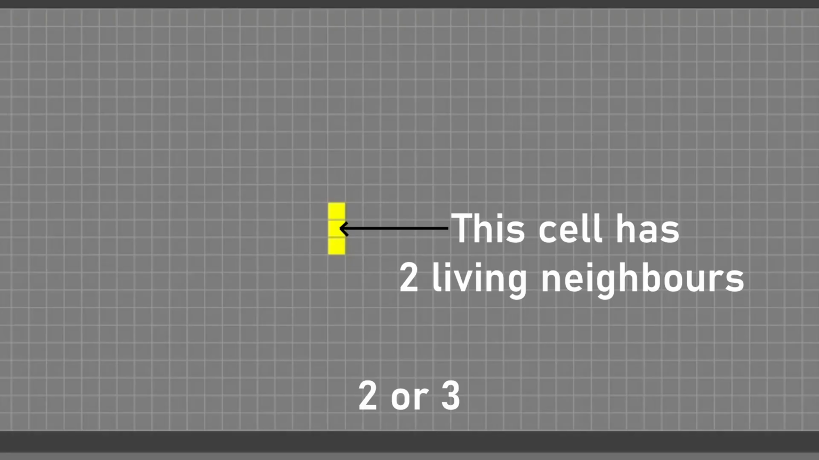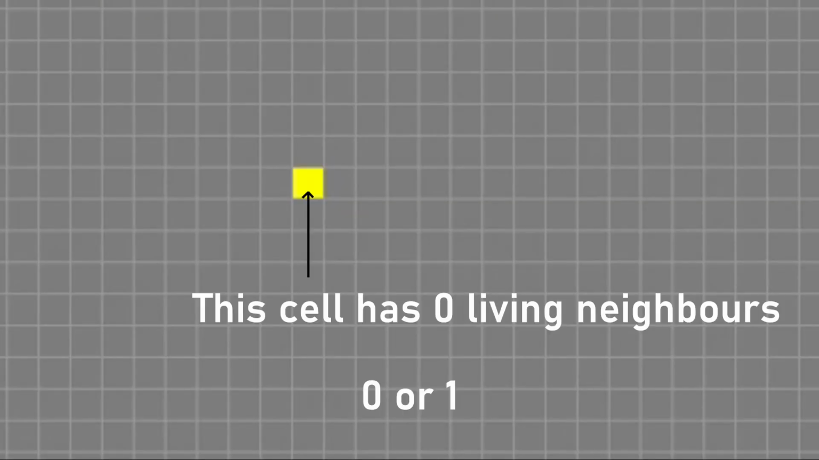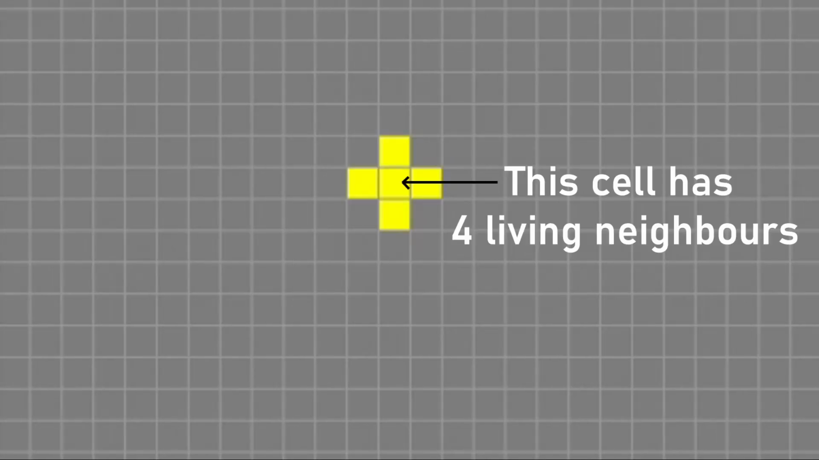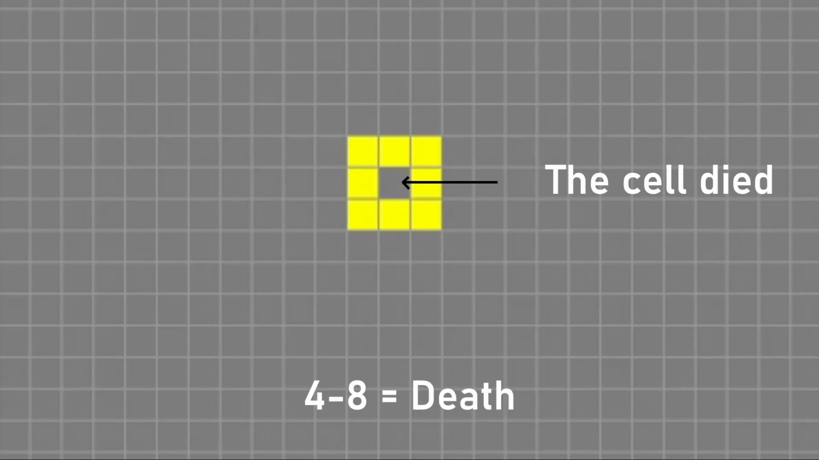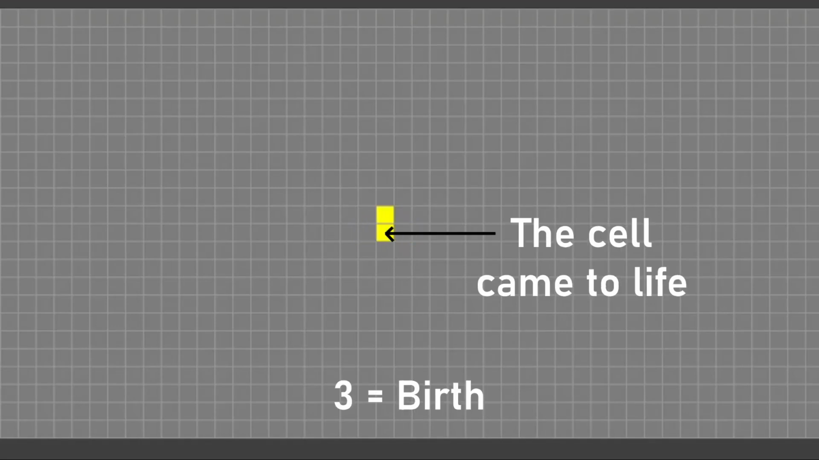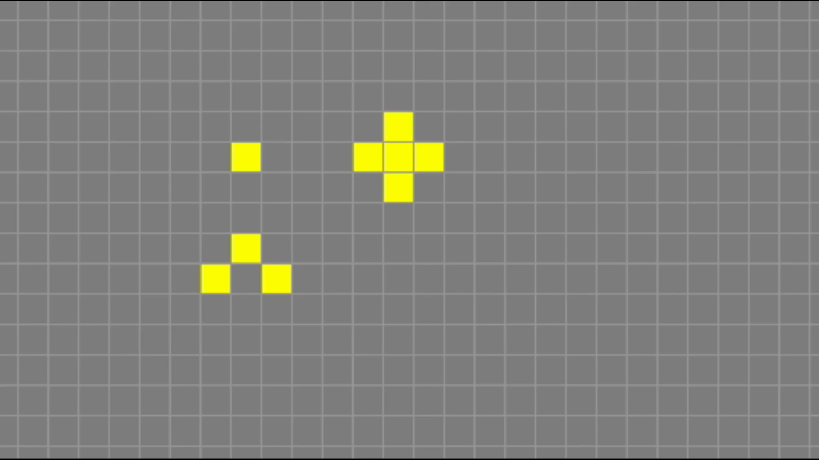If a living cell has 2 or 3 living neighbors in the present generation, it will stay alive in the next generation. If a living cell has less than 2 living neighbors, it will die in the next generation. If a living cell has more than 3 living neighbors, it will die in the next generation. If a dead cell has exactly 3 living neighbors, it will come to life in the next generation. Otherwise, it will remain dead. The following example demonstrates all these rules at once.